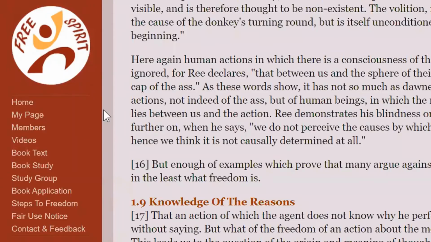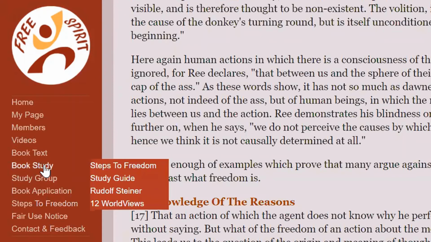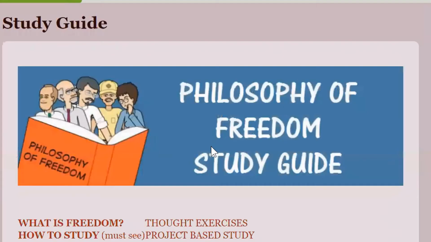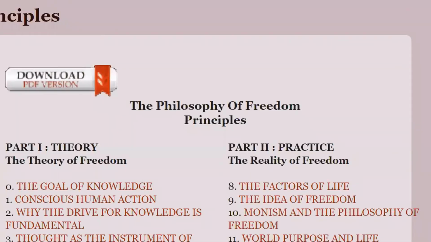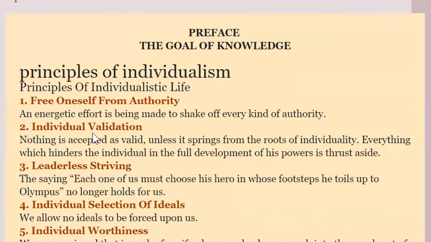The Philosophy of Freedom is a path, and there's two parts of that path. One is to learn and apply the principles in the book, and the other part is the practice of pure thinking. Okay, I'm going to go over the principles now to show you an example of the principles. There's a lot of information on the website. I'm going to go to book study, study guide, and principles. And here they're all listed with a sentence below them.